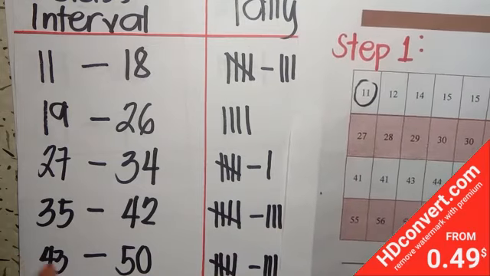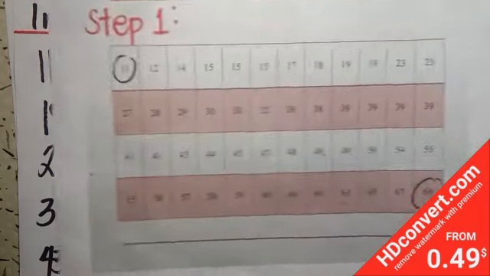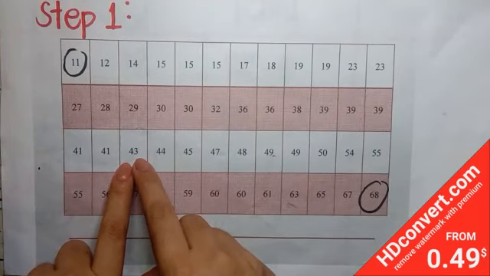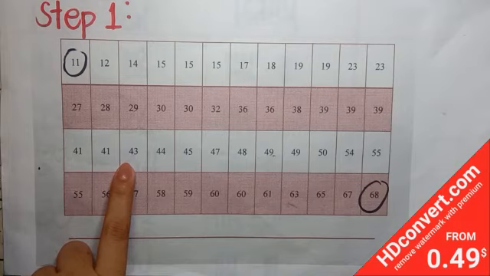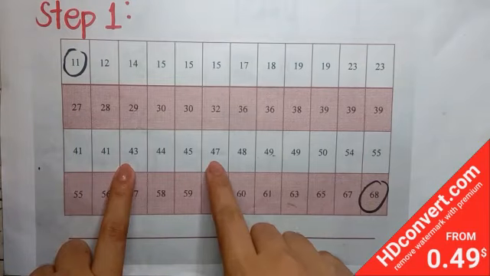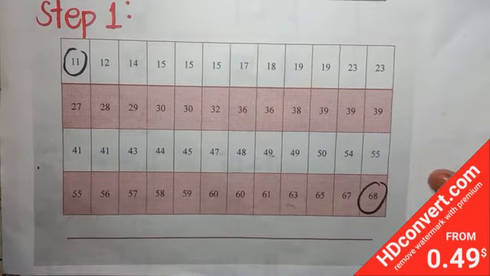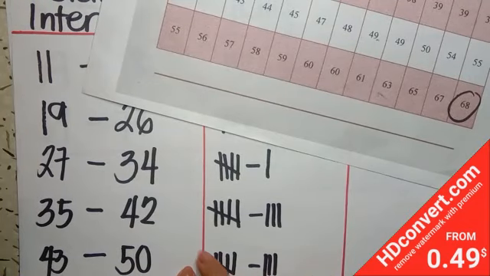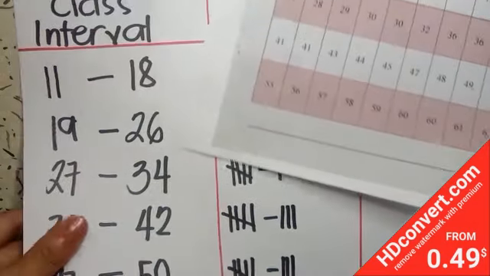Next, 43 to 50. So, 43 hanggang 50. So, 1, 2, 3, 4, 5, 6, 7, and 8.